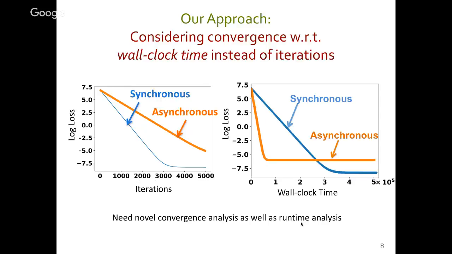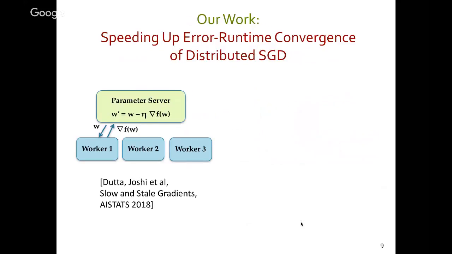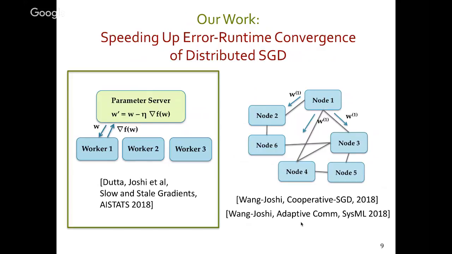If there is one thing that you want to remember from my talk, the message is that we should look at SGD convergence with respect to wall clock time instead of number of iterations when SGD is run in a distributed setting. So going back to my previous slide about the two different frameworks, these are the two different parts of my talk. So first, let me go to the parameter server framework, where we'll compare synchronous and asynchronous SGD and their variants.